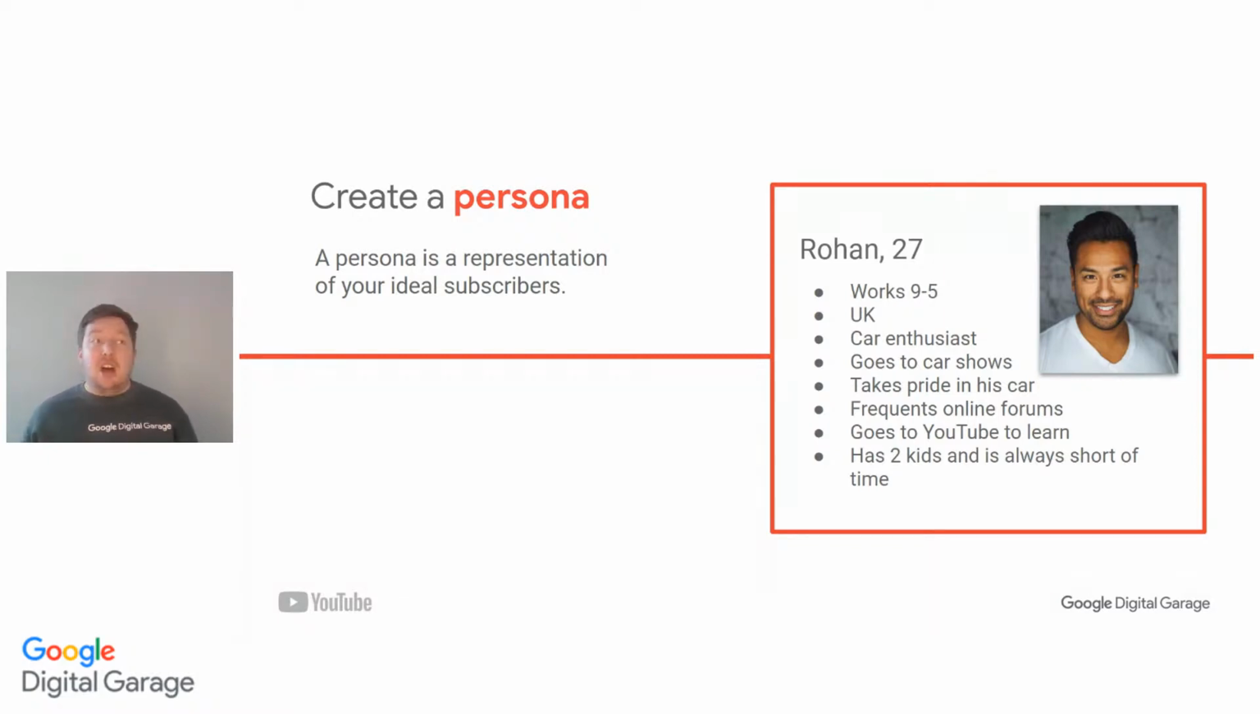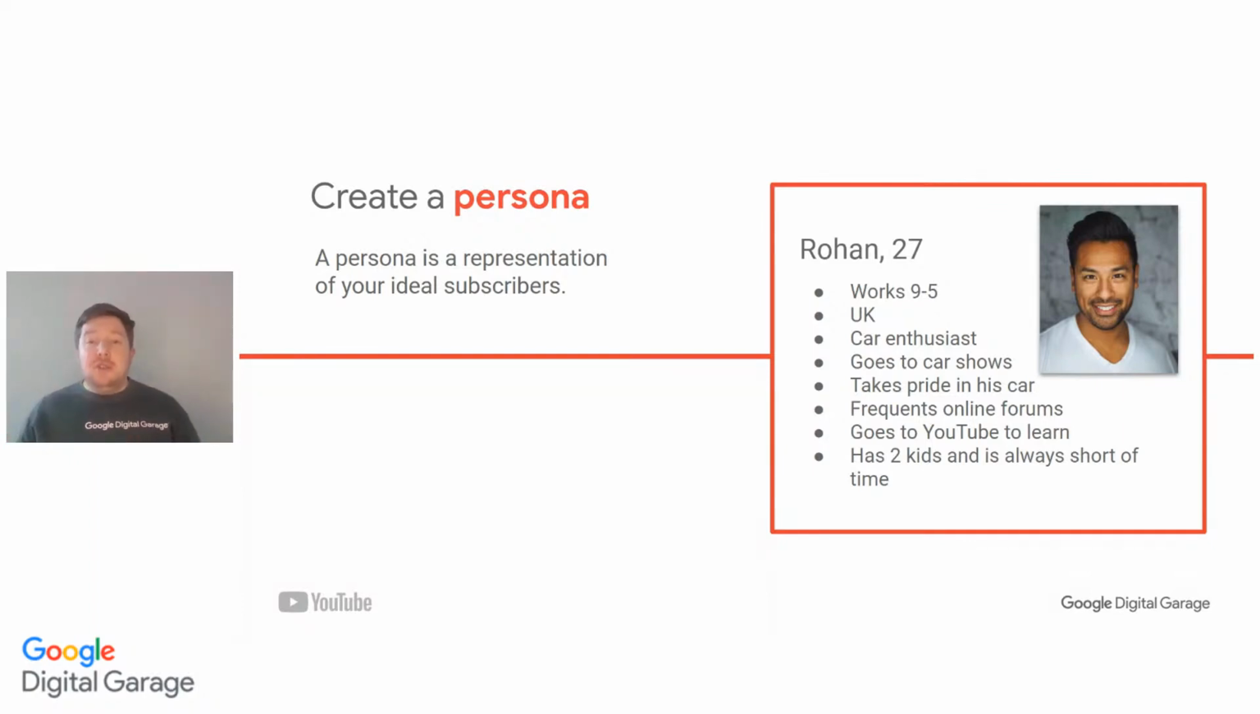Takes pride in his car. He might take his car to the shows. And you know he can only do the weekends because he normally works 9 to 5. Frequents online forums, goes to YouTube to learn, has 2 kids, and is always short on time. So what we need to consider here is that all of these factors mean something.